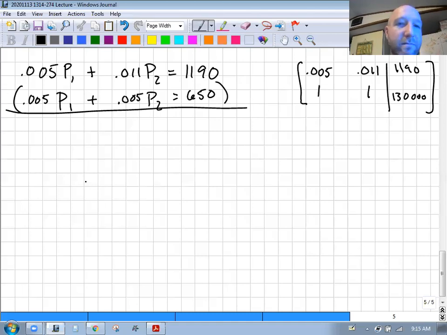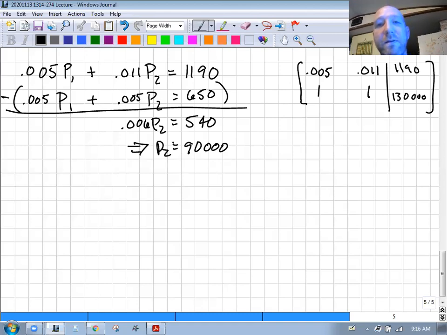Now if we subtract, the P1s go away, and the P2s, we got 0.011 minus 0.005, we get 0.006 P2 equals 1190 minus 650 equals 540. So P2 would be 540 divided by 0.006, which is 90,000. Now we know that, we can plug that in to any one of these and find P1, which again we found was 40,000.